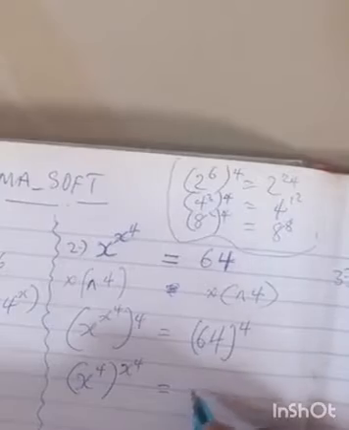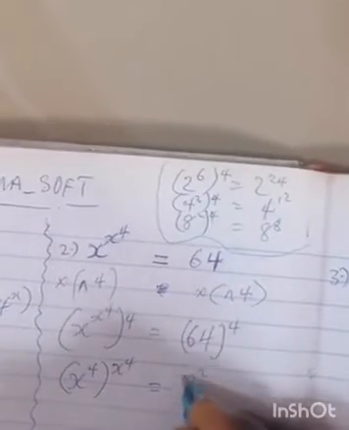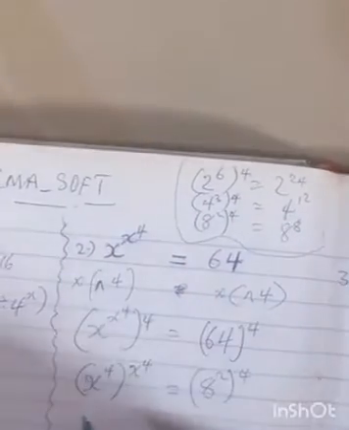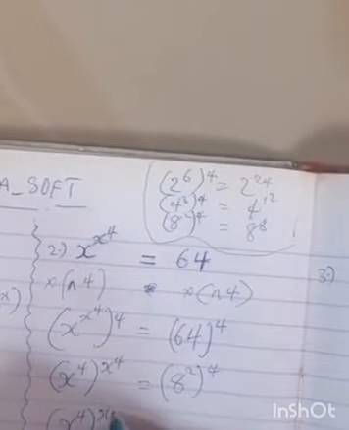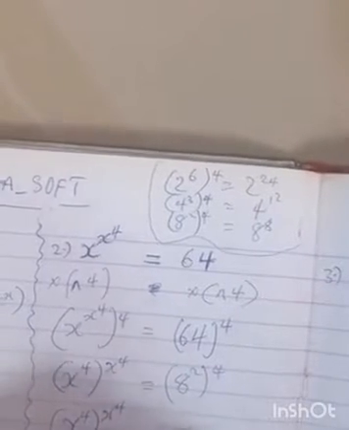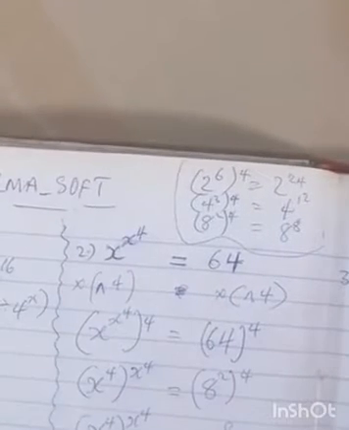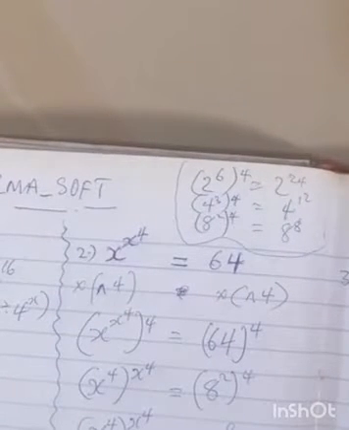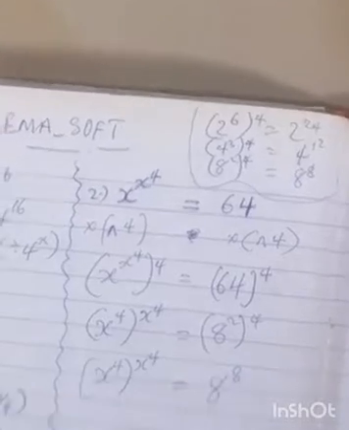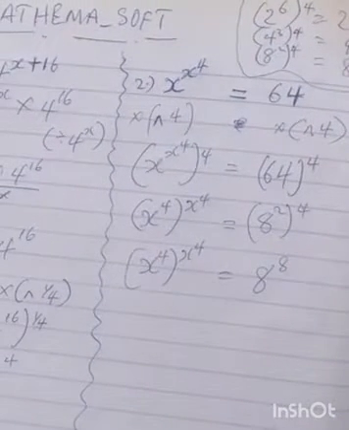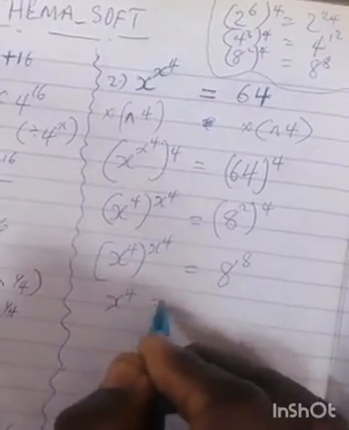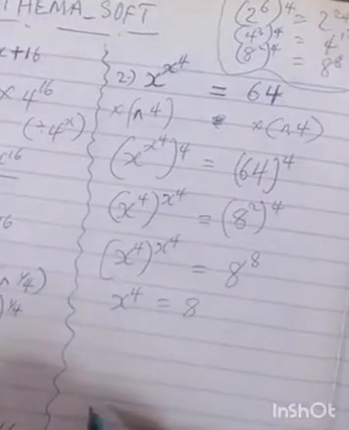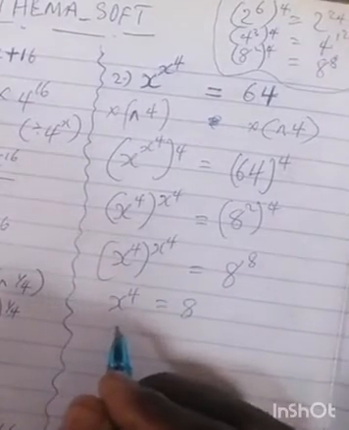So I can say that this will become 8 squared raised to power of 4. Then I have x raised to power 4, x raised to power 4 equals 8 raised to power 8. So now this actually gives me something that I need. So I can now compare: x raised to power 4 equals what? 8.